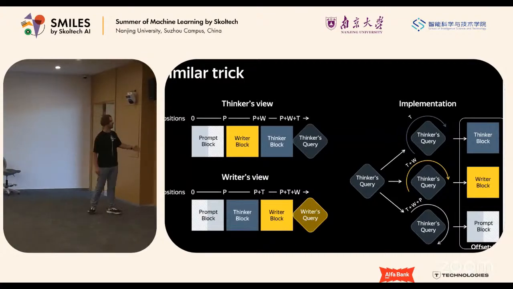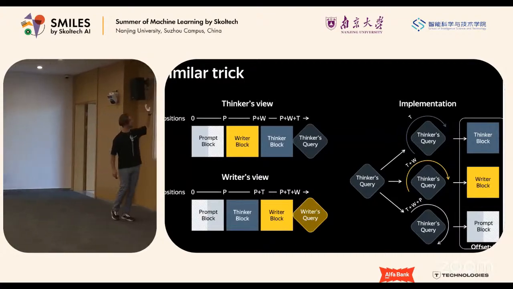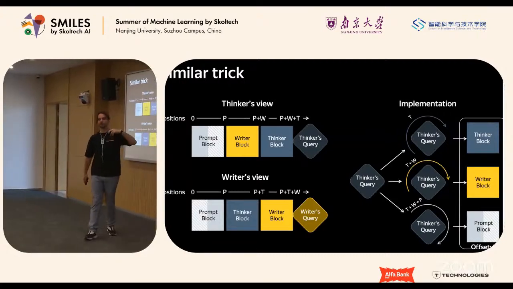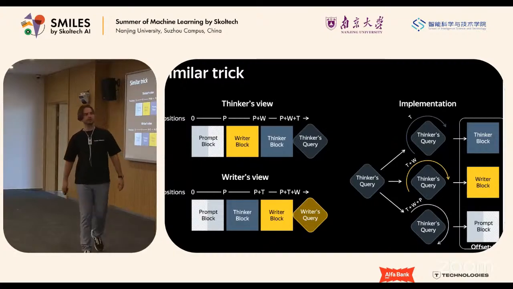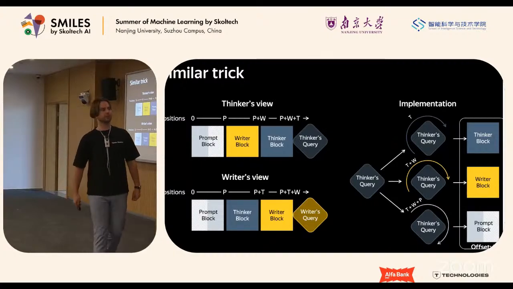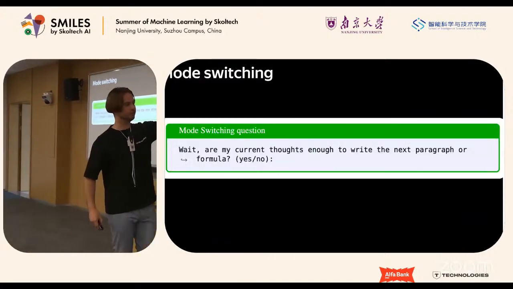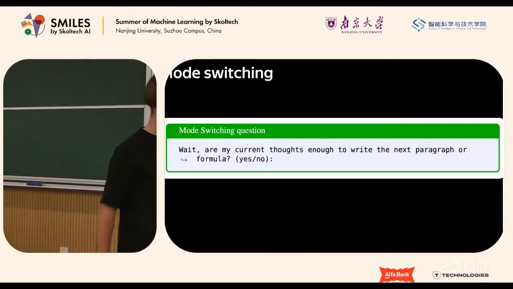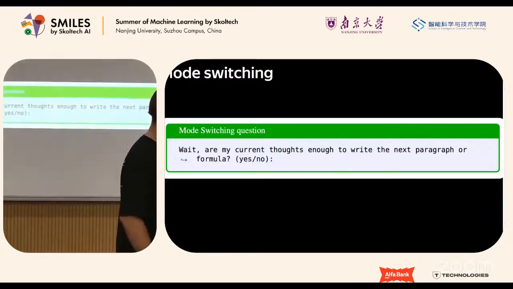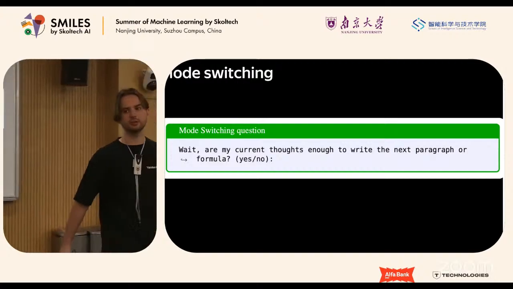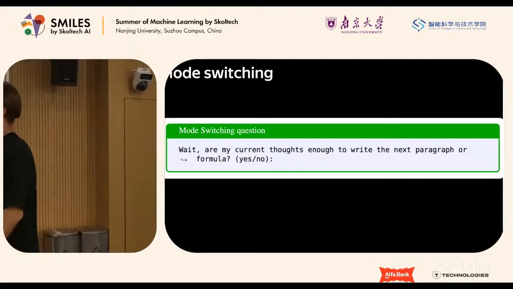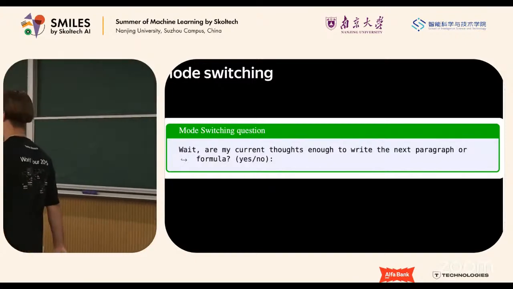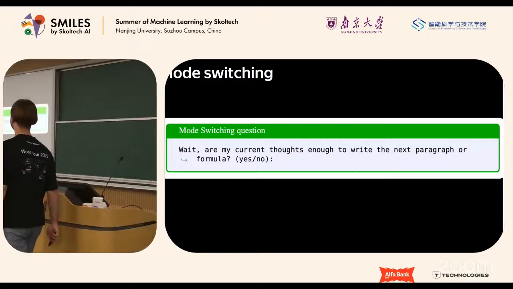And arrange the blocks in the prompt, writer, thinker, and then the mode switching question. What that will do is ask the model this question, and using the probabilities in the output of that forward pass, you can determine whether you want to activate the writer right now, or you want to just fall back to thinking a little bit more. And that's the main setup we use in all of our next experiments.